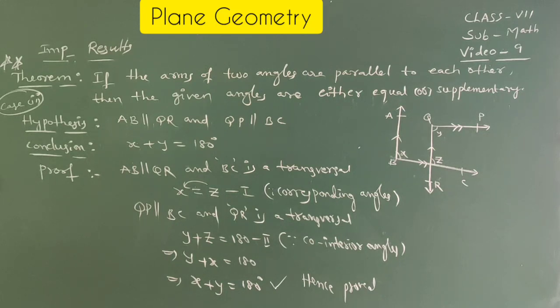This is proved in this way. If the arms of two angles are parallel to each other, then the given angles are either equal or supplementary. The equal case is already included. Now the supplementary case, with the help of co-interior angles. Here y and z are co-interior angles and x equals z. Z replaced by x means x plus y equals 180 degrees. In this way you can prove this result.